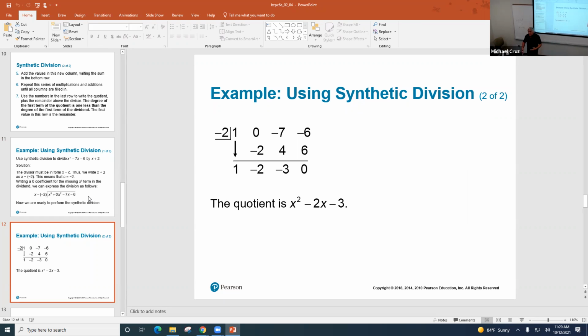Like I said, after that, it's really pretty easy, because you just take and multiply the negative 2 times the 1, get negative 2. And because we've already changed the sign, we don't have to worry about adding that sign. We're just going to add it. So now add, and we get negative 2. Negative 2 times negative 2 is 4. Add, we got negative 3. Negative 2 times negative 3 is 6. We got 0. There's no remainder in this one.